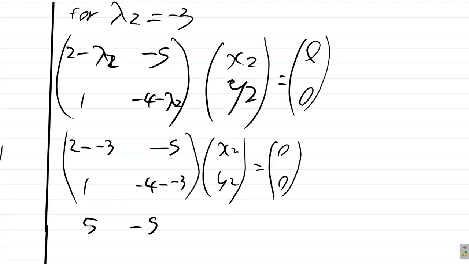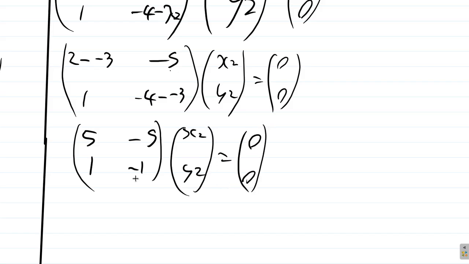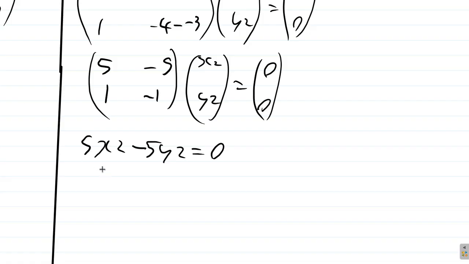So 5, negative 5, then 1, negative 4 minus negative 3 is negative 4 plus 3, which is negative 1, times x2, y2 equals 0, 0. Alright? Now multiply them. 5x2 plus negative 5y2 equals 0. And then we have 1x2 minus 1y2 equals 0.